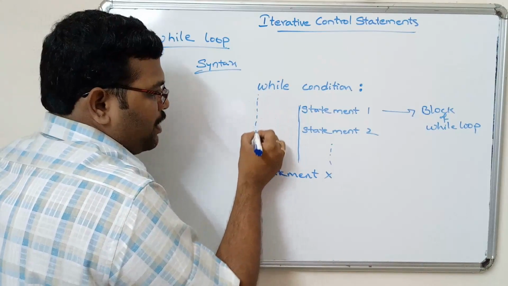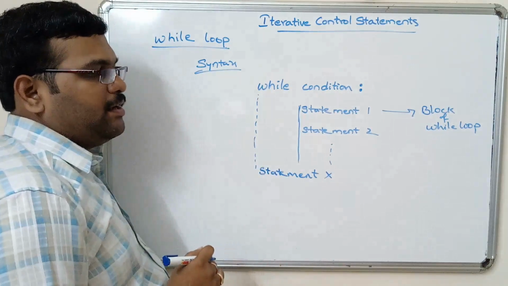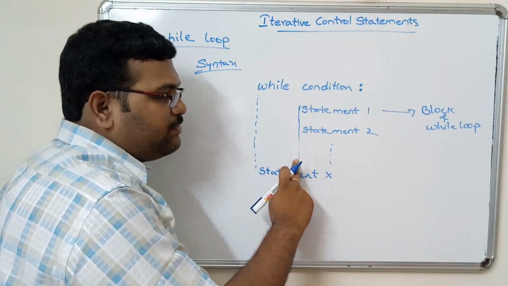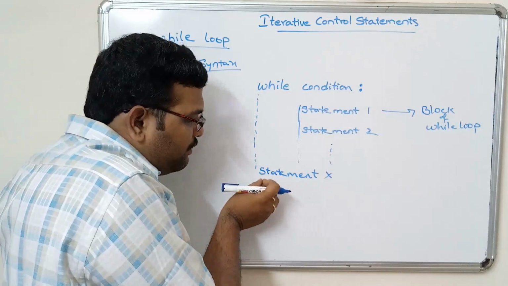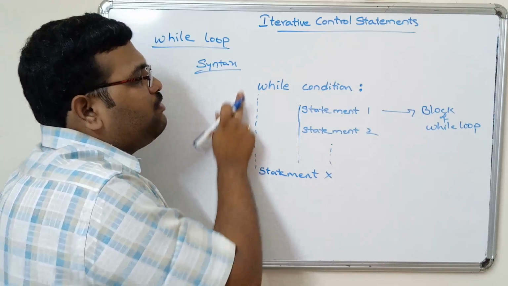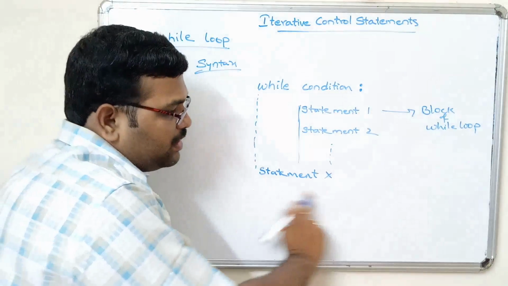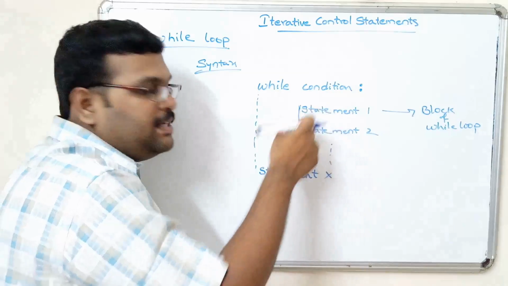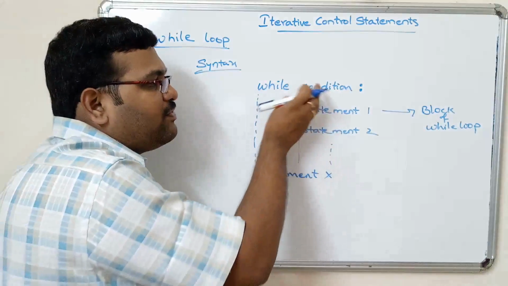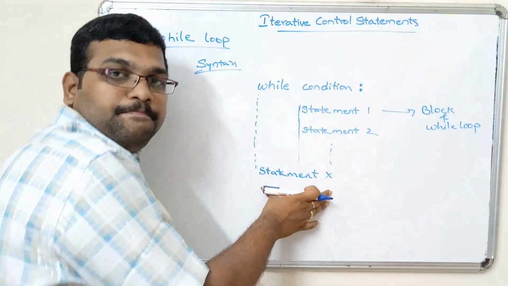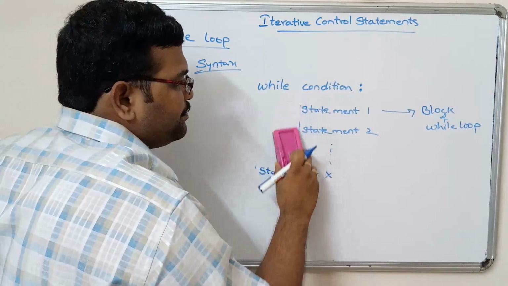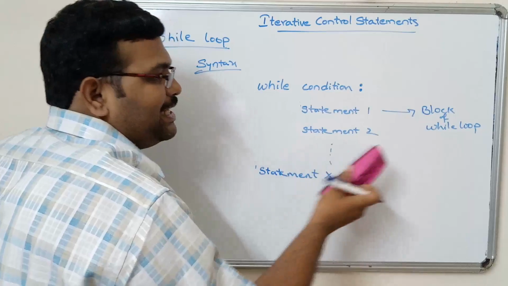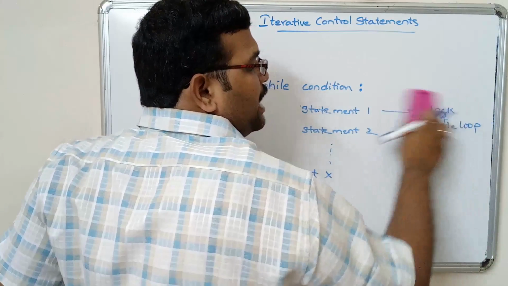See this alignment. All these aligned statements come under the block of the while loop, and whatever statement we write at the same alignment as the while will be sequential execution. That means it will be executed after the condition becomes false. So this is the simple syntax for the while loop. Let us see the example.